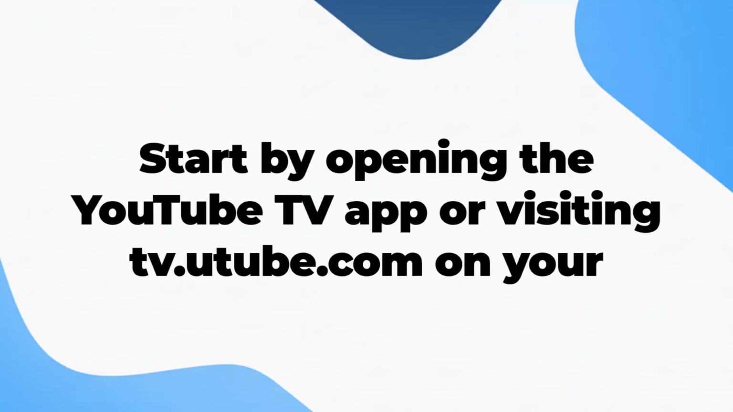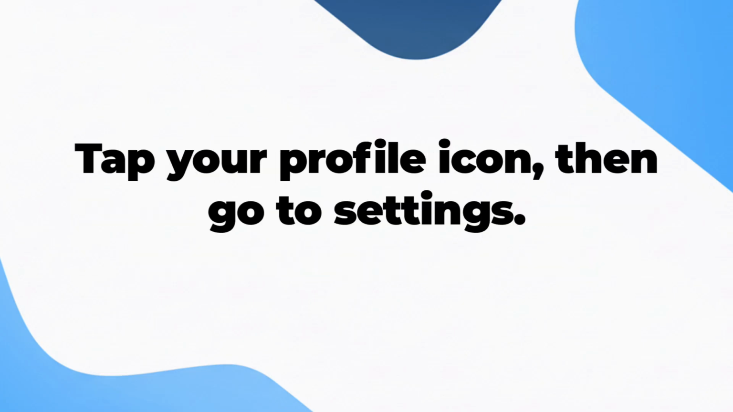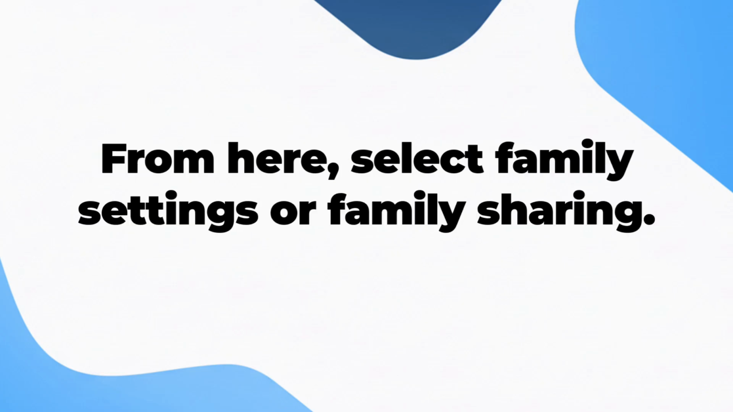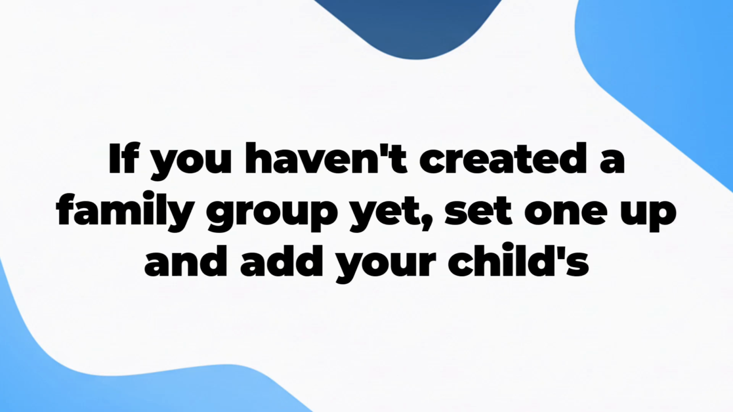Start by opening the YouTube TV app or visiting tv.youtube.com on your computer. Tap your profile icon, then go to Settings. From here, select Family Settings or Family Sharing. If you haven't created a family group yet, set one up and add your child's account.